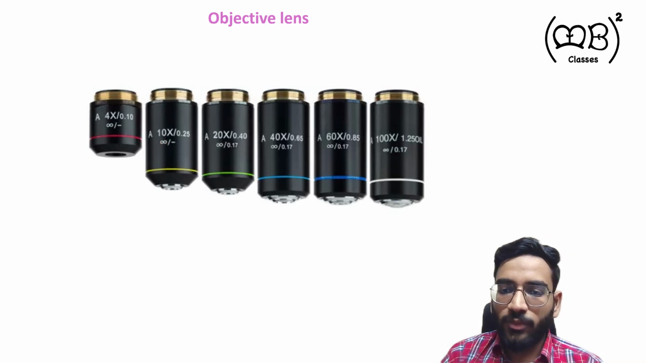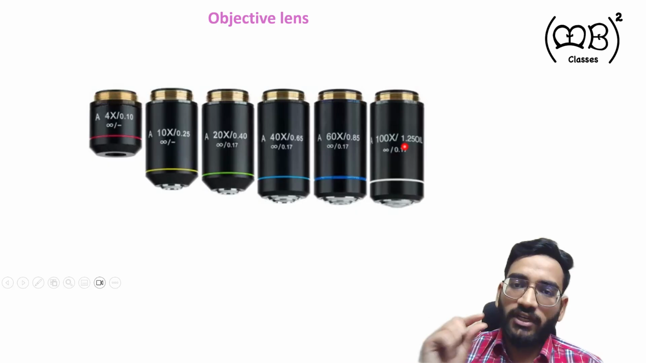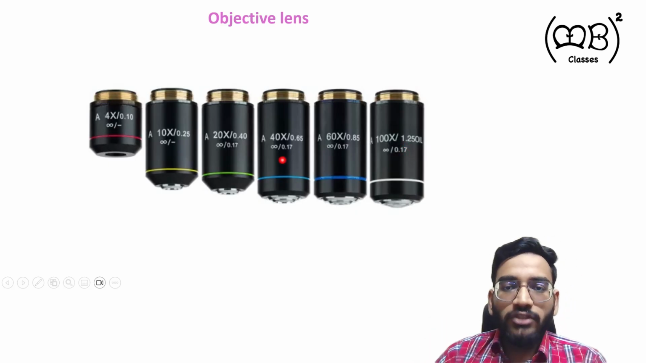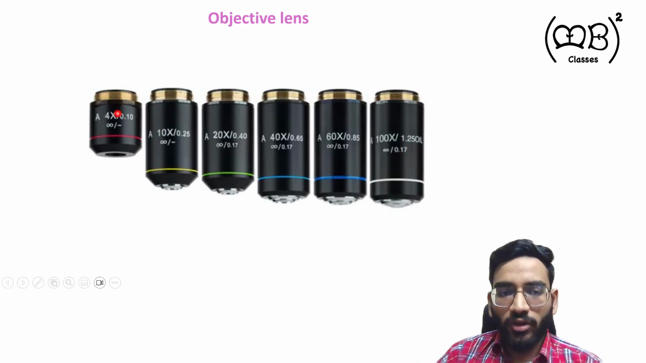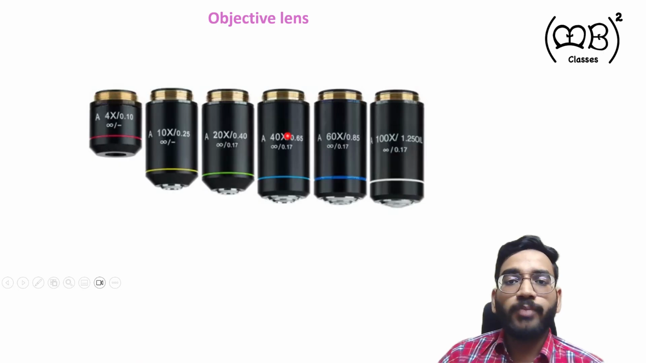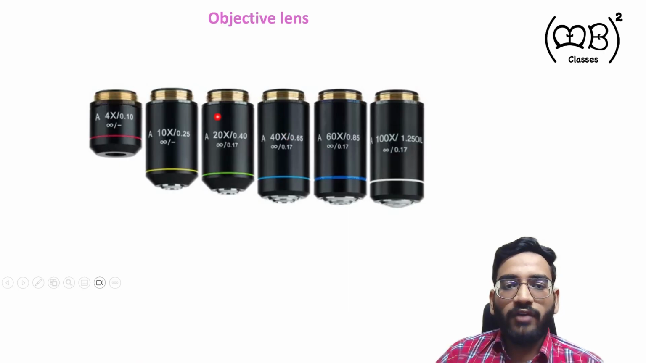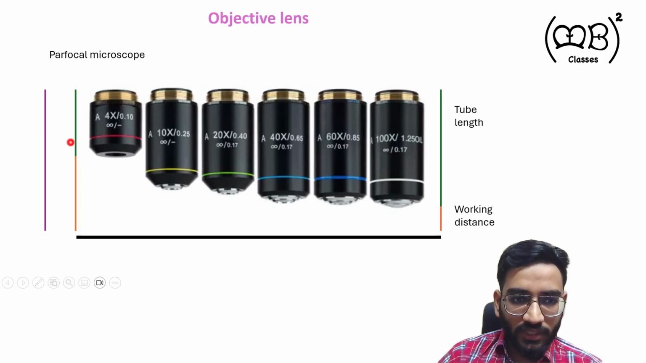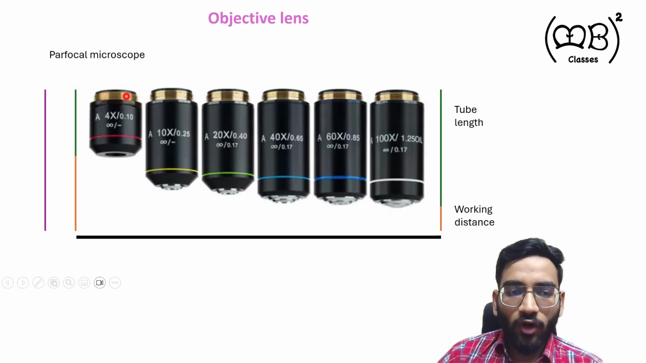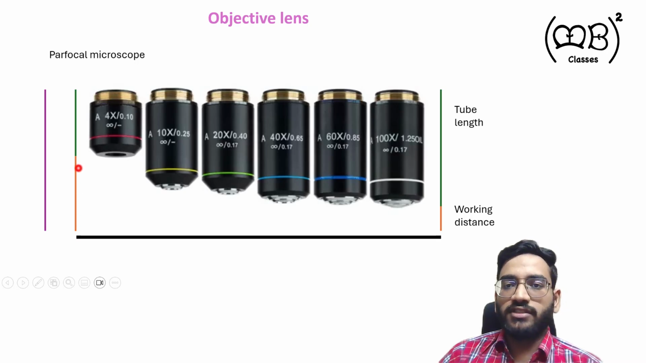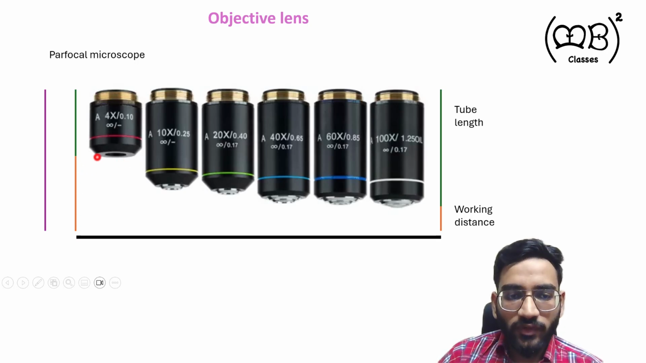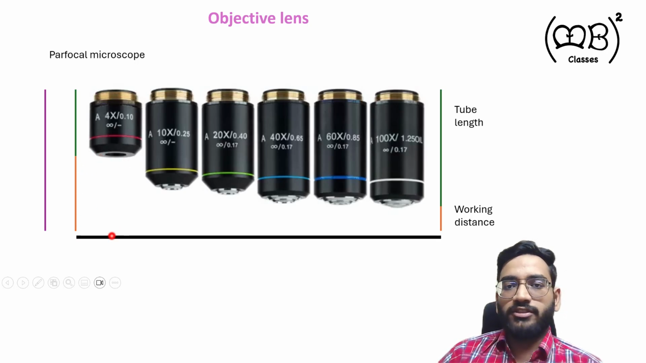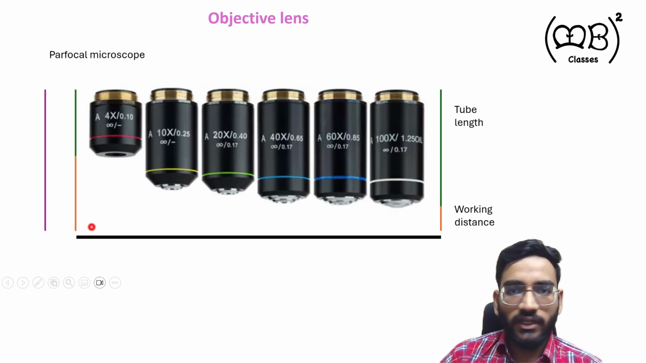And then there is 0.17, which is written in some of them, which means the cover slip thickness which should be used. So now, in newer microscopes, there is a system known as parafocal distance. For example, this green light is the tube length of a 4x objective lens, and this is the working distance. The working distance is the distance between the objective and the specimen which is placed.